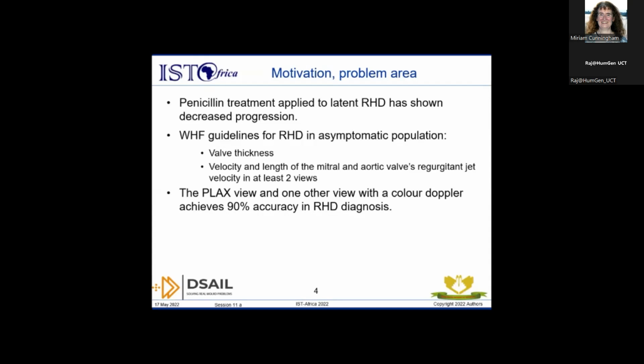So when an echocardiogram is done on a patient, there are different views that you can view the heart in. Some of them include the parasternal long axis, the parasternal short axis, the apical four chamber, the apical five chamber, the subcostal view. There are so many, at least 12 views. And it has been seen that using the parasternal long axis view, which I'm referring to as the PLAX view, and any other view with a color Doppler will give us 90% accuracy in diagnosing rheumatic heart disease.